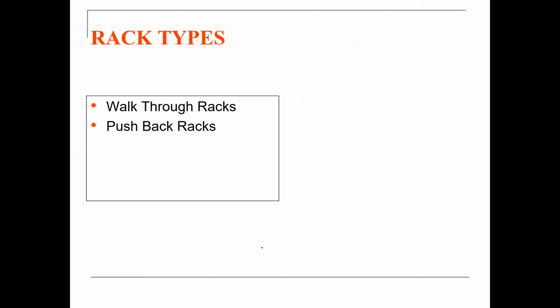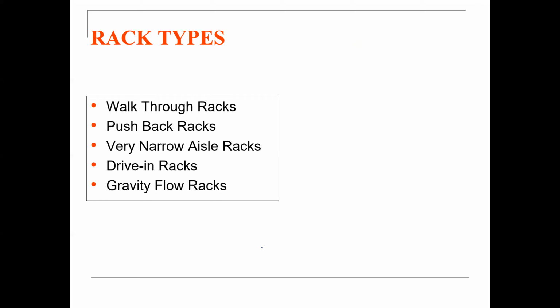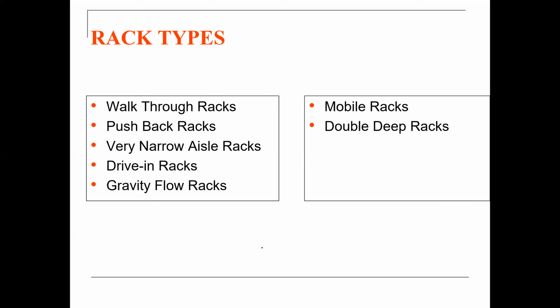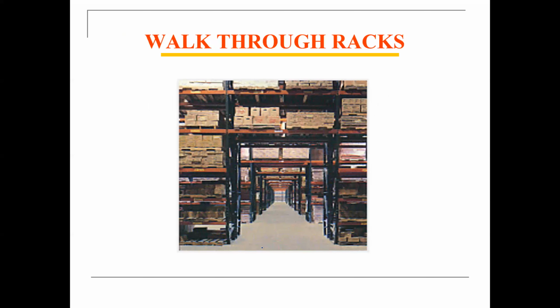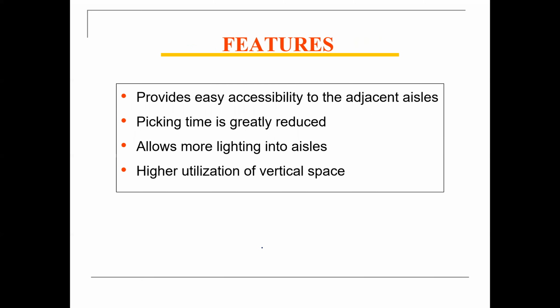There are multiple rack types. So they are listed here: walk-through racks, pushback racks, very narrow aisle racks, drive-in racks, and gravity flow racks. Mobile, double deep racks, roll-out shelf racks, rail racks, and cantilever racks. So this is an example of walk-through racks. These provide easy accessibility to the adjacent aisles. Picking time is greatly reduced. It also provides higher utilization of the vertical space of the warehouse.